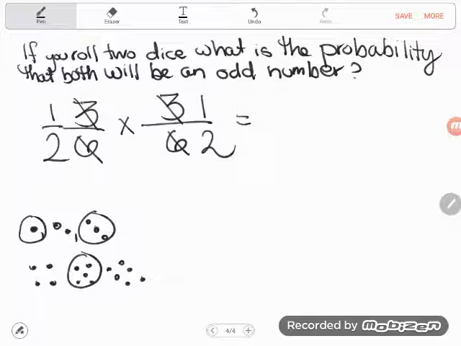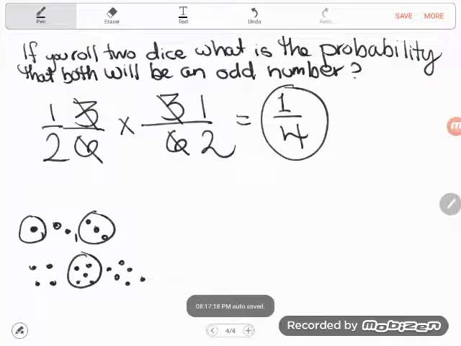And again, as long as one number's on the top and one number's on the bottom, you're allowed to cross reduce. Okay, now I'm going to multiply straight across the top. 1 times 1 is 1. And I'm going to multiply straight across the bottom. 2 times 2 is 4. I got a 1 out of 4 shot that both will be an odd number.